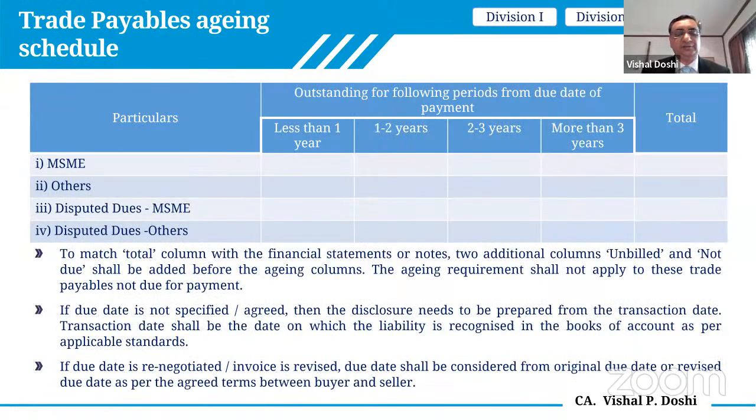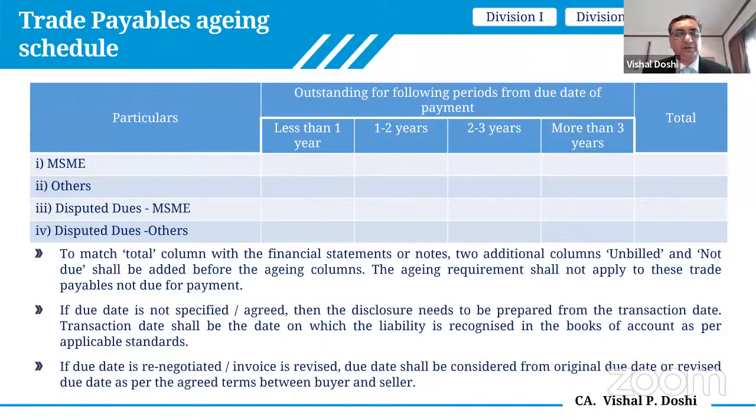The next change, or I would say the next disclosure, is about the trade payables aging schedule. So till now we always had the requirement of giving the trade receivables aging schedule. Now the requirement is of the trade payables aging schedule. So these are the 4 buckets that have been prescribed: less than 1 year, 1 to 2 years, 2 to 3 years, and more than 3 years. And then there is a total. So these are with respect to the overdue amounts, so it is from the due date.